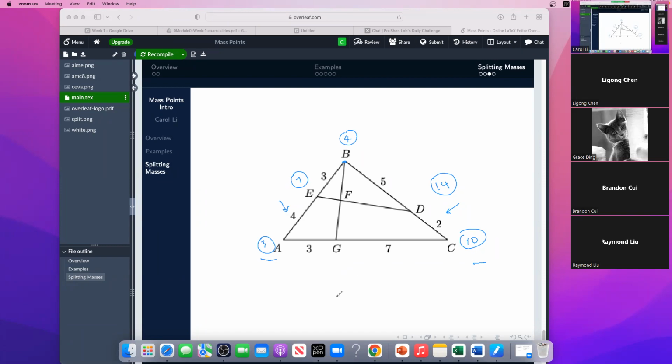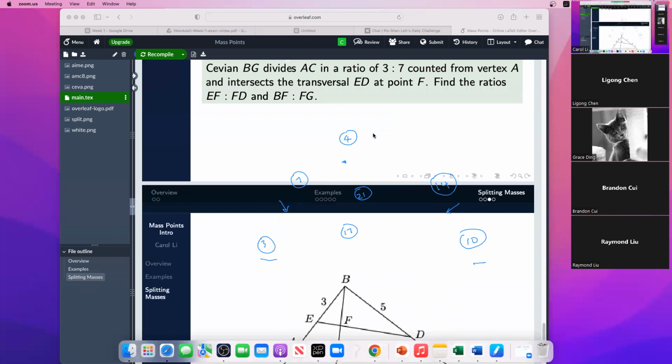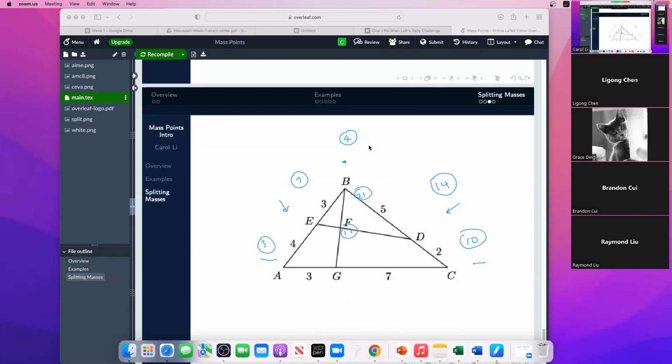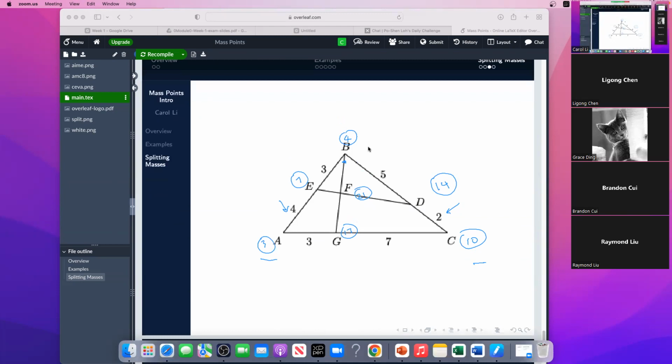So what we actually get, I believe, is 21. And then you would get, I think, 17. It gets quite nasty here. Let's see which side would need the splitting masses. Okay, 3, 7, 4. Let's see, I forgot what it was asking for. It was asking to find the ratios EF to FD and BF to BG. EF to FD should actually be quite simple.